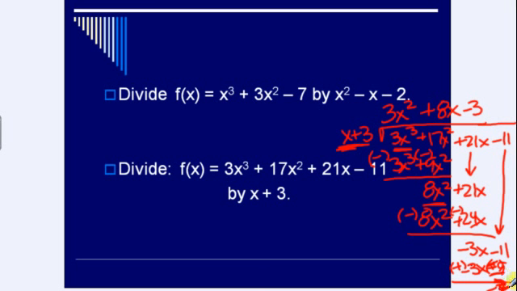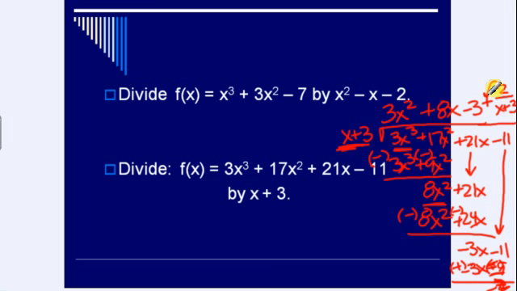So if you can see that, that is a remainder of negative 2, which I can write as plus negative 2 over x plus 3. Or I could even put the negative there and write minus positive 2 over x plus 3. And that is long division.